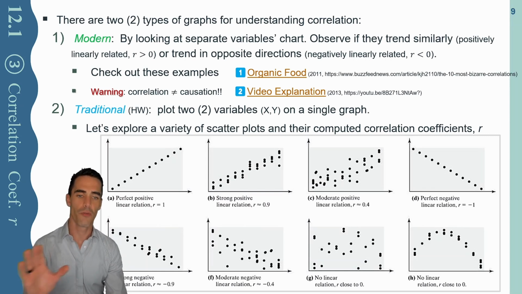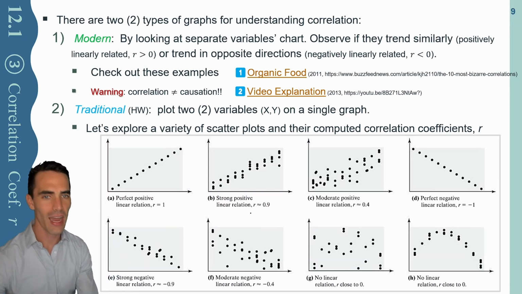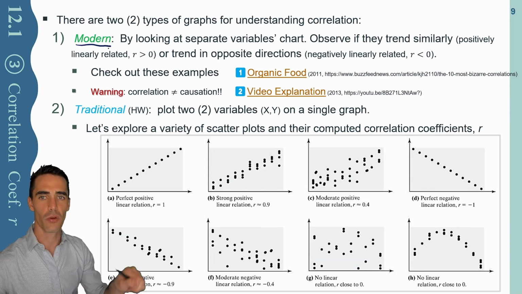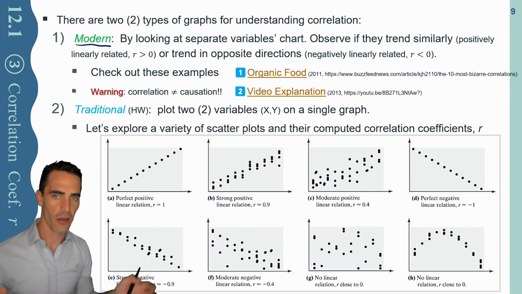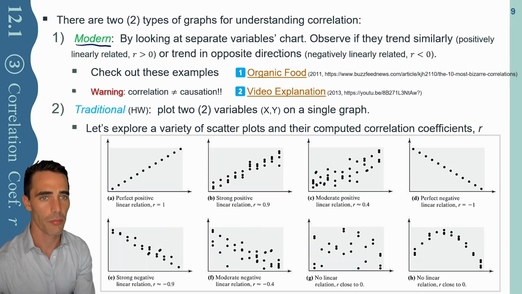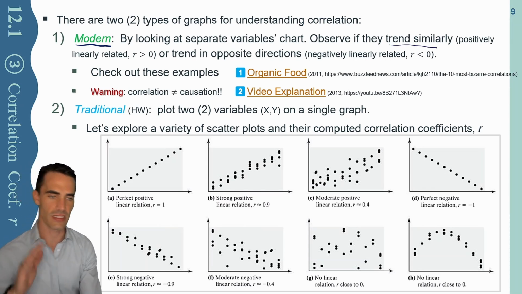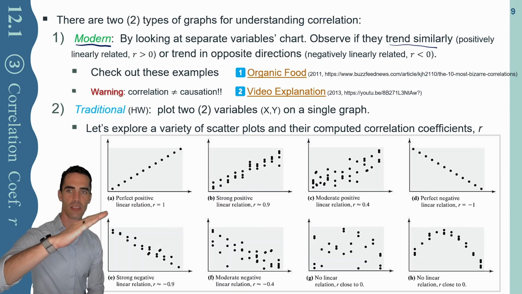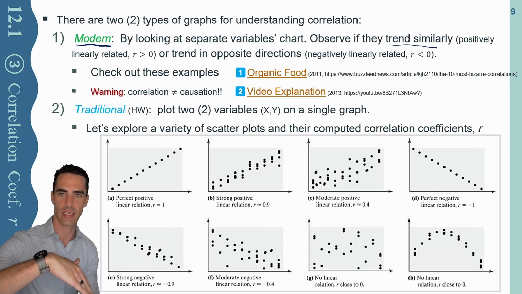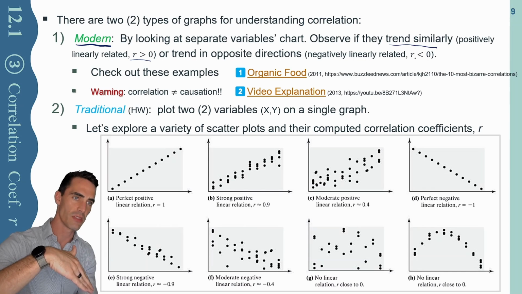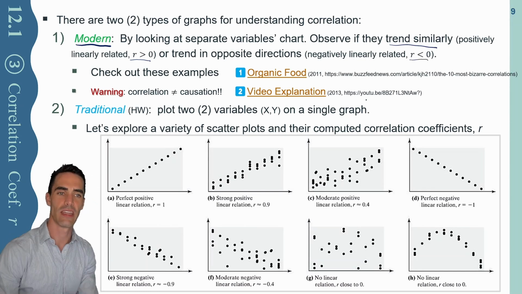Before we get into the graphs or the pictures, though, I want to highlight an important notion here, that there are many ways to investigate a correlation coefficient. A very modern way to do so is to look at separate variables' charts and observe similar trends. For instance, these things are increasing together or these things are decreasing together. If they're increasing together, that gives you a positive R value. If they're decreasing together, that should indicate a negative R value.